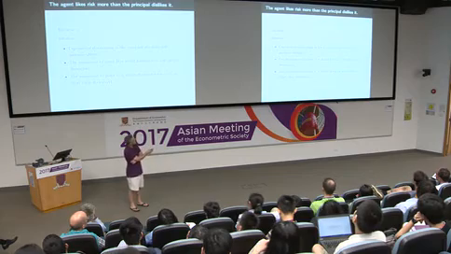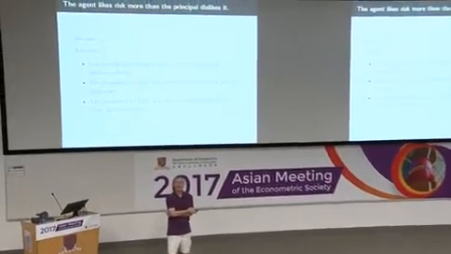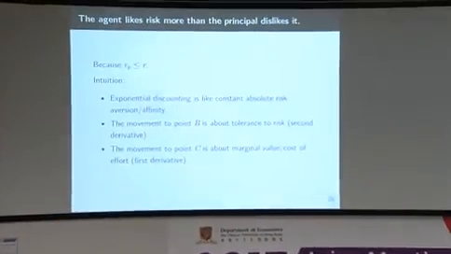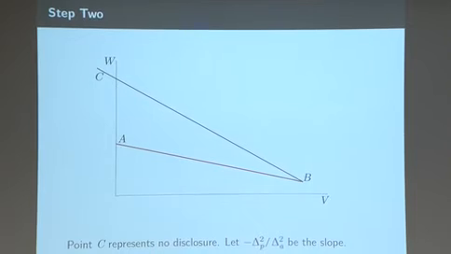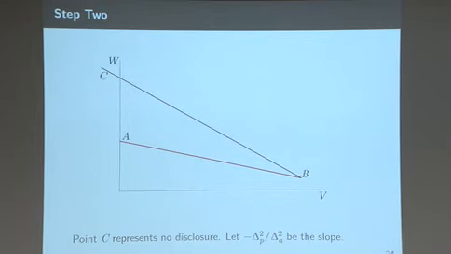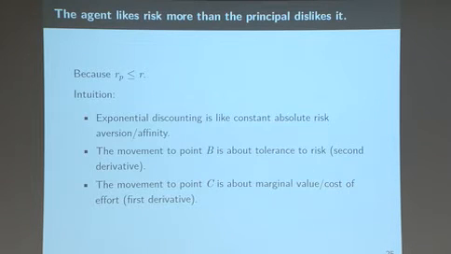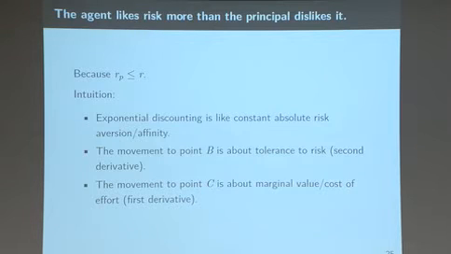Okay, so as I said before, exponential discounting is like risk aversion or risk affinity. In fact, it's constant absolute risk affinity or aversion. Okay, and the movement to point B is about risk tolerance. Okay, so we added randomness to the threshold. And that benefited the agent and harmed the principal because of their risk preferences. The movement to point C is about just marginal value of effort. Okay? So think of the movement to point B as like about the second derivative of the utility function, and the movement from point B to point C is about the first derivative of the utility function. Okay? Exponential discounting is constant absolute risk aversion, which is the ratio of those two.